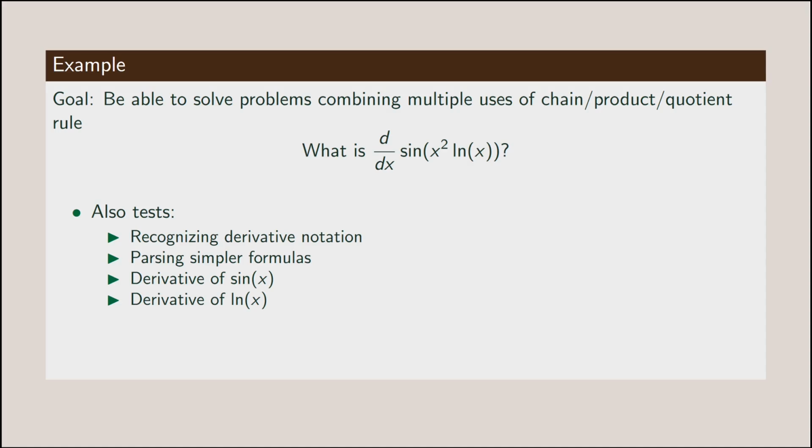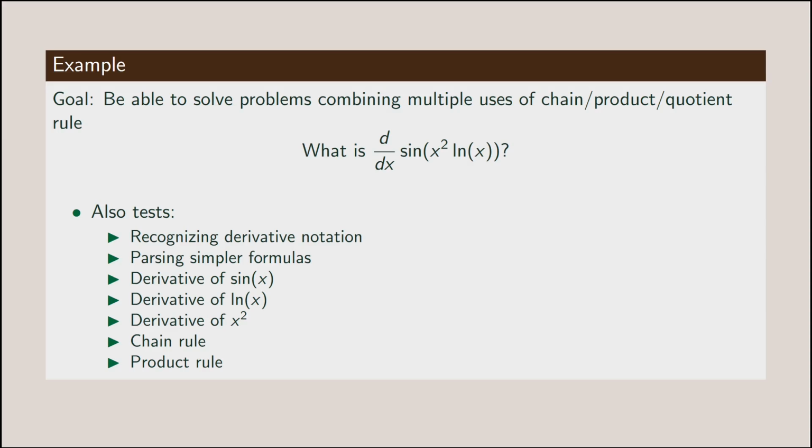Of the basic derivatives, ln of x was less common for my students to have memorized. It also tests the derivative of x squared, which I've found is actually slightly more likely for students to know than other polynomials. And then it tests the chain rule and the product rule. Of the three advanced derivative rules, the chain, product, and quotient rules, I find that students are most likely to have trouble with the quotient rule.